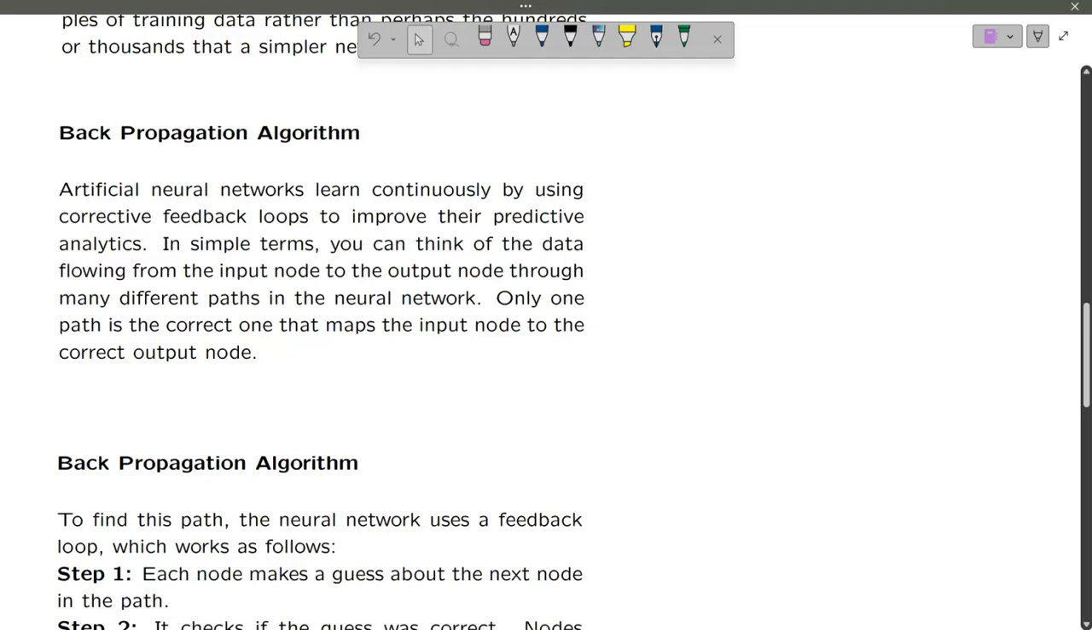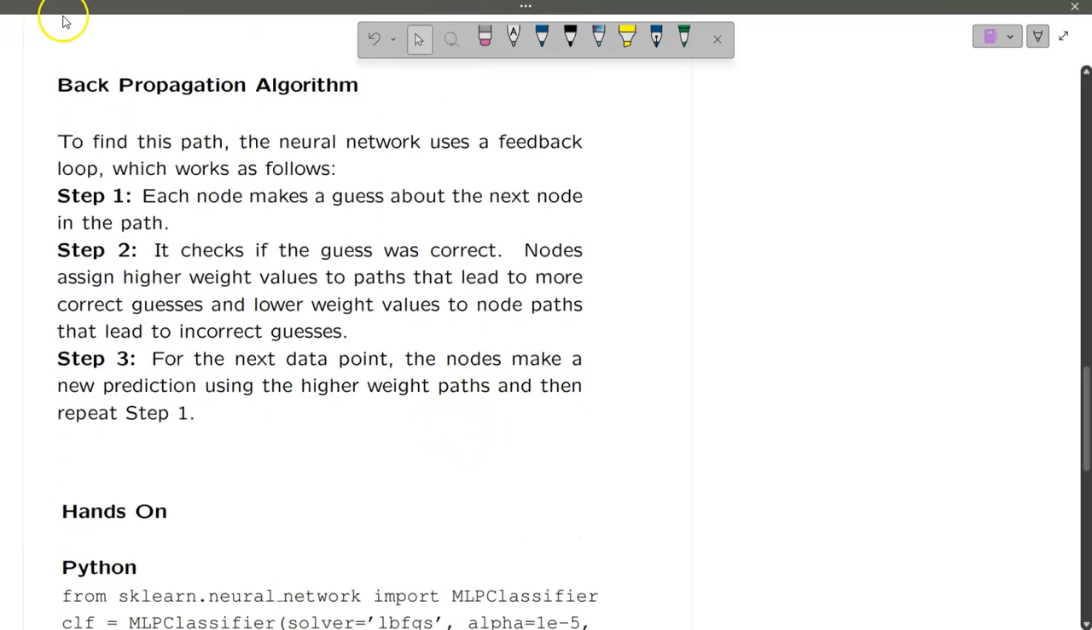Backpropagation algorithm talks about the learning of neural network, how neural network trains itself. Artificial neural networks learn continuously by using corrective feedback loops to improve their predictive analytics. In simple terms, you can think of the data flowing from input node to output node through many different paths in the neural network. Only one path is correct, one that maps input node into the correct output node. To find this path, the neural network uses a feedback loop which works as follows.